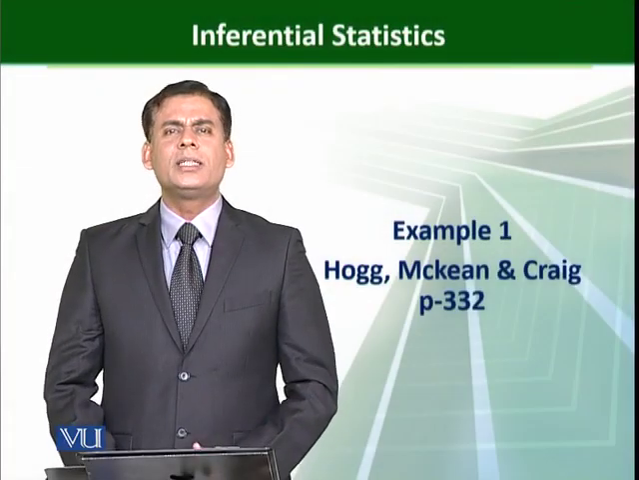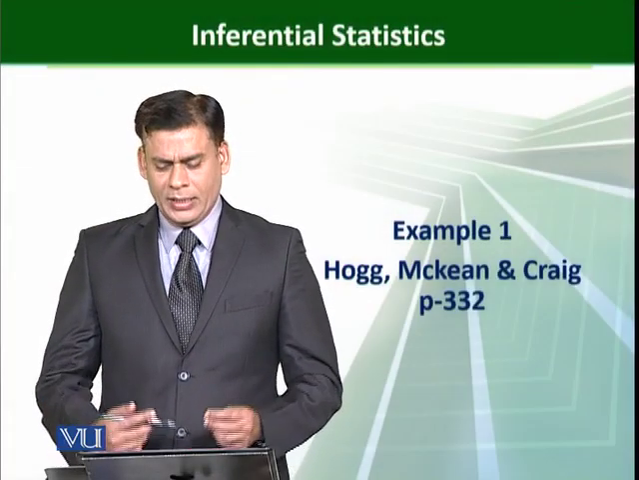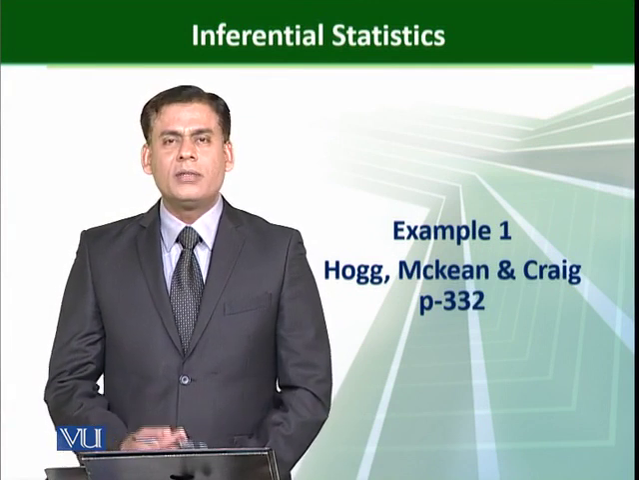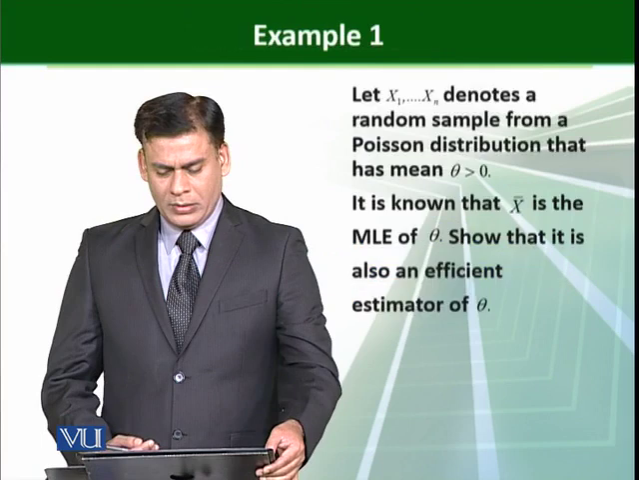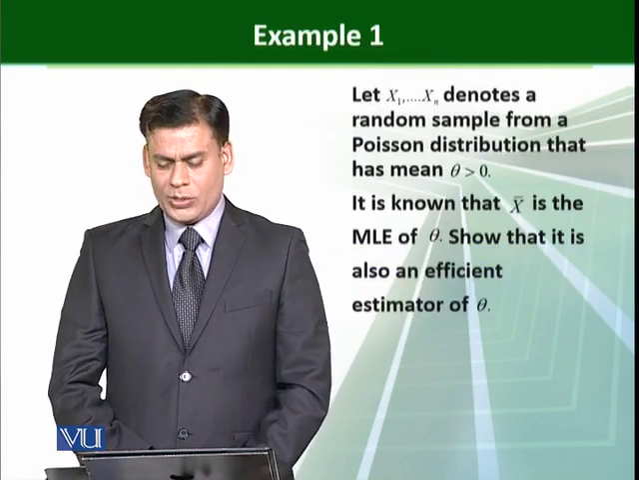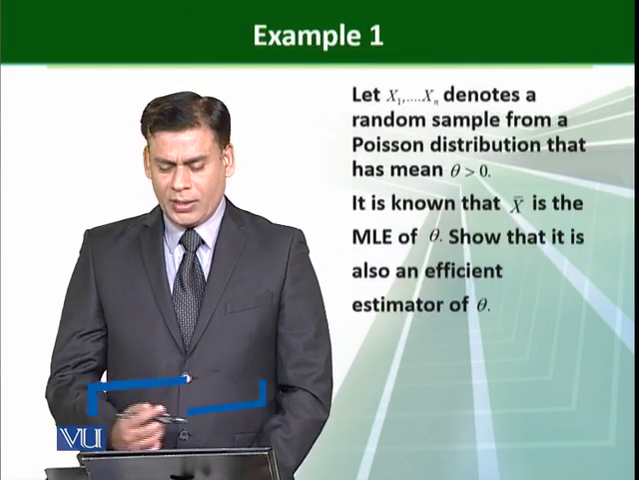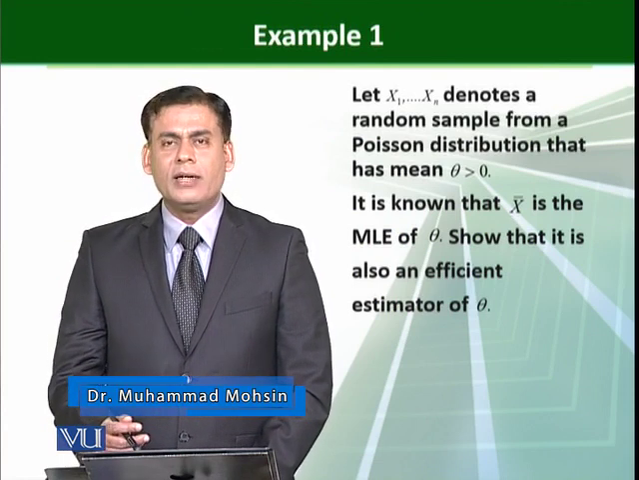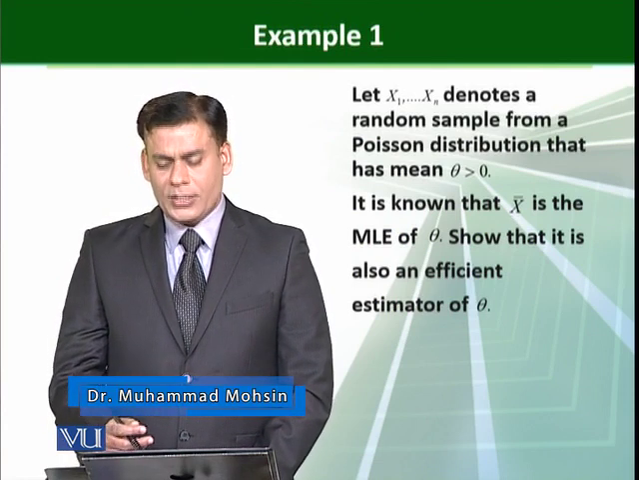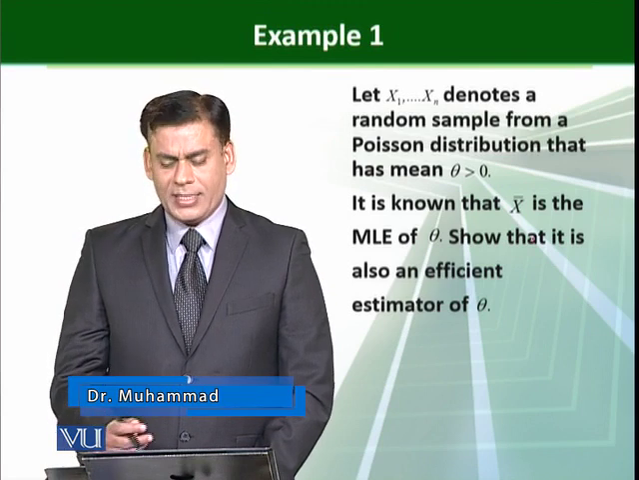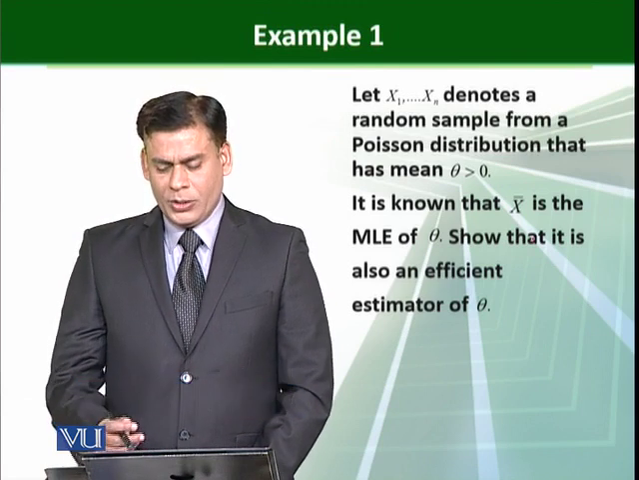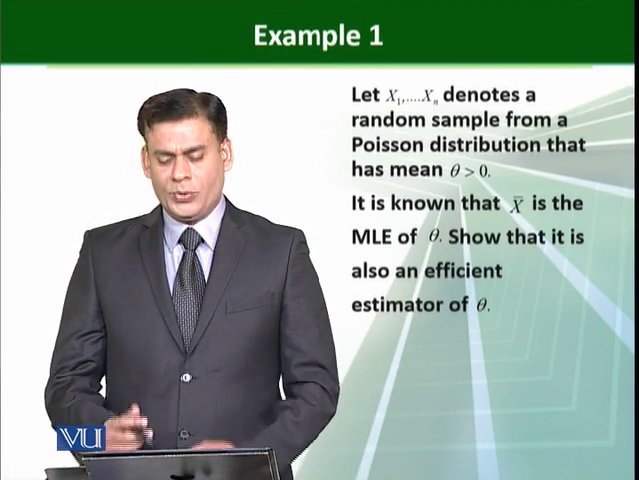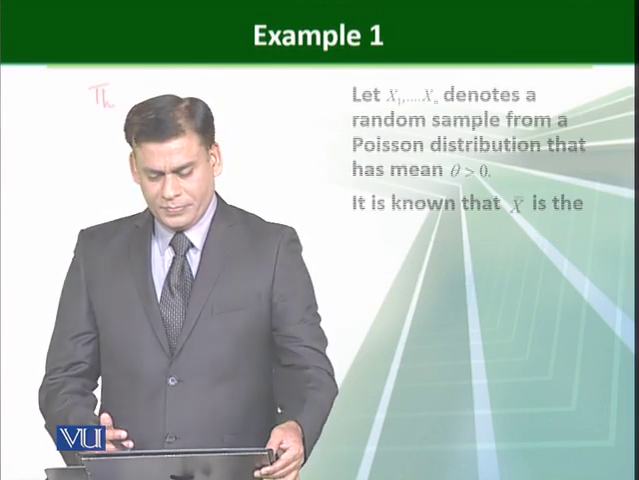To understand the concept of efficiency, we take a simple example from Hogg, McKean and Craig's book, page number 332. Let X1, X2, up to Xn denote a random sample from the Poisson distribution that has mean theta, which is greater than 0. It is known that X bar is the MLE of theta. Show that it is also an efficient estimator of theta. So how do we proceed for this one?